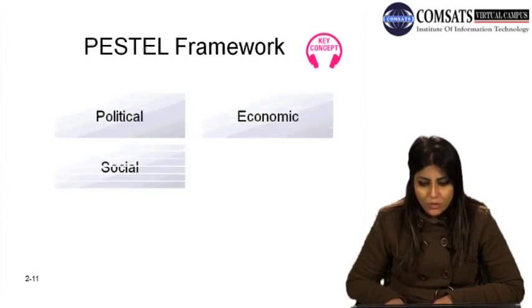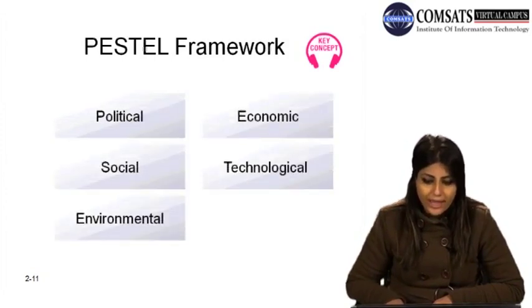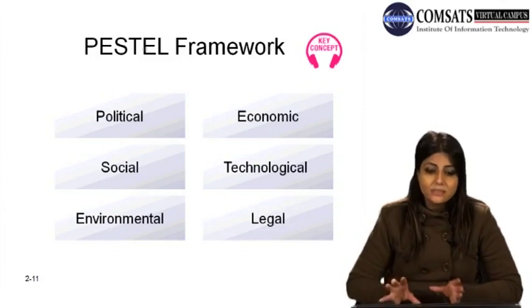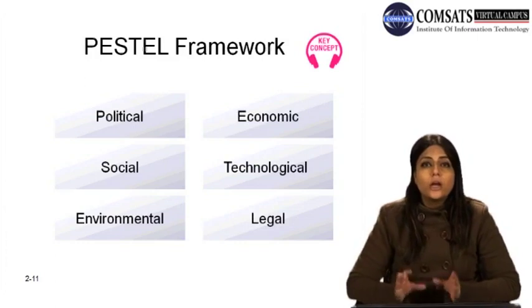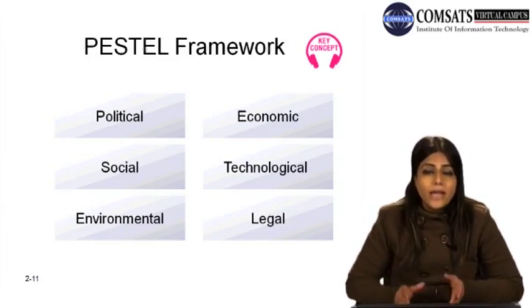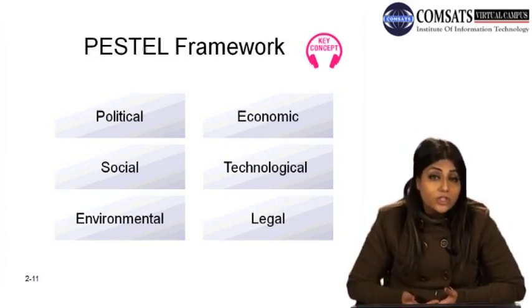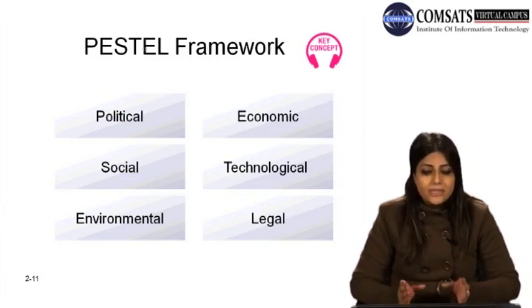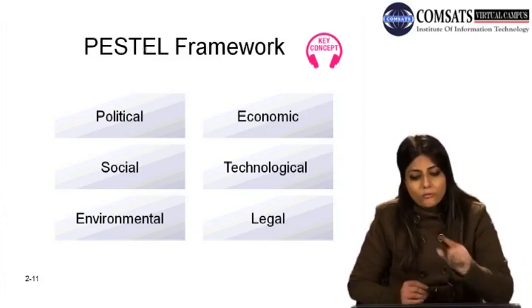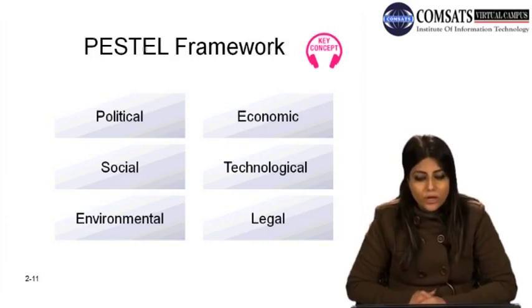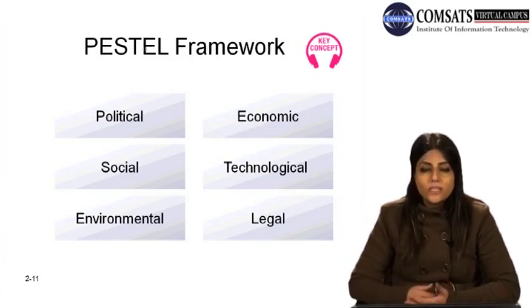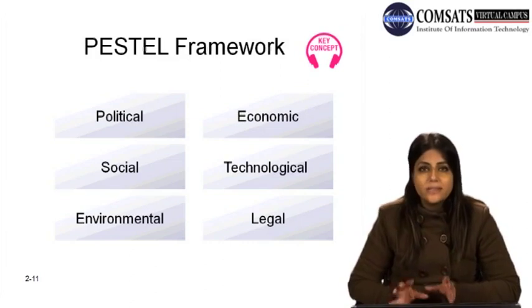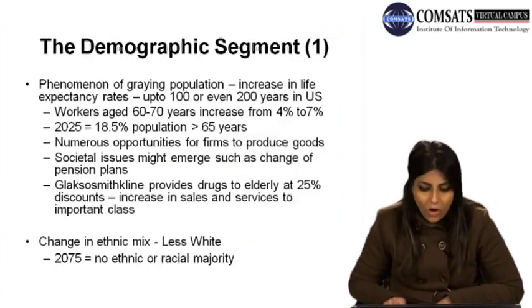So, the PESTEL framework. What is the PESTEL framework? As the name indicates, it provides 6 different segments, which are the main segments affecting the organization in the macro environment. The P of PESTEL stands for political, E is for economic, S is for social, T is for technological, E is for environmental, and L is for legal. So as per this framework, these are the 6 different segments in the macro environment that are affecting the organization.